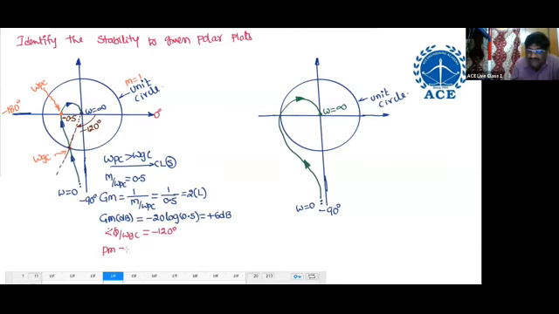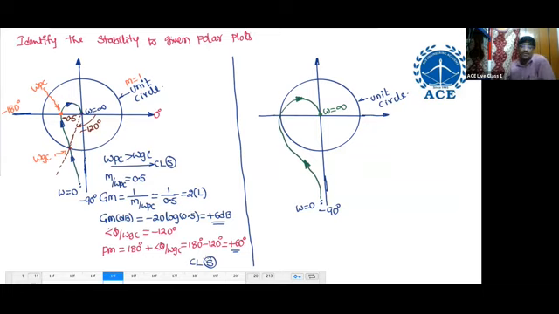Then what is the phase margin formula? 180 plus phi at omega GC. That means 180 minus 120 degrees, which equals plus 60 degrees. Both are positive, so the closed loop system is stable. Okay? That's all. Next.